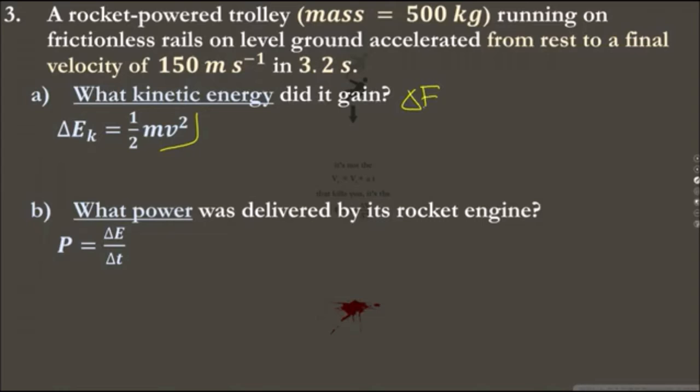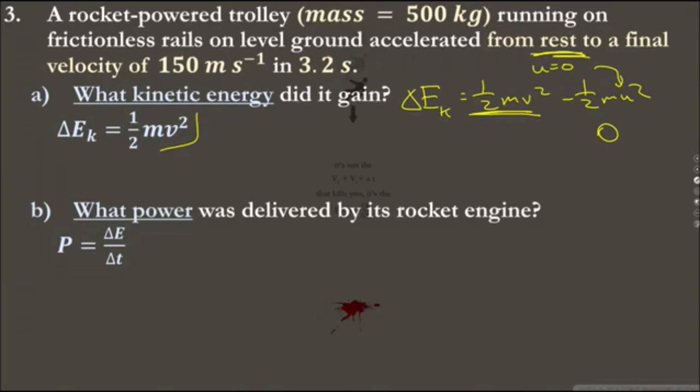Why is that the case? Why don't we have the initial term? Remember, the change in kinetic energy involves the final velocity and the initial velocity. Now the initial is at rest, so u is 0, so this is 0. All you're left with is the final velocity and the mass. Okay, so that's why we can do that.